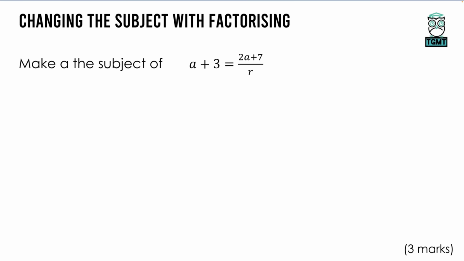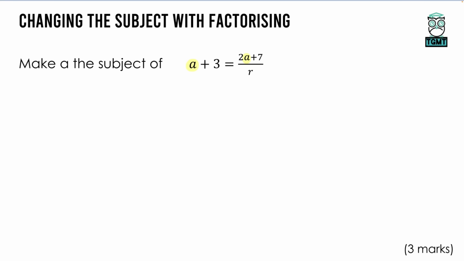And on to some changing the subject with factorising. So it doesn't tell us in the question we're going to need to factorise, but the big hint that we've got a more difficult version here is the fact that there is an a in two places, and that's what it wants us to make the subject. So we have an a here and an a there. So it's not sufficient just to minus the 3 and then have it as a equals because there's another a on the other side of the equal sign. So we need to get all the a's on the same side.